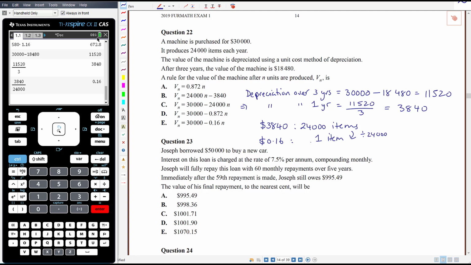So the value of the machine after n units are produced is... Okay, the only one where I'm seeing this 16 cents is here, and this one looks correct to me. The initial value is $30,000, and we'll be subtracting 16 cents for every item. So 0.16 times n is the total depreciation if we've produced n items, and we're taking that off the 30,000. So it should be option E.